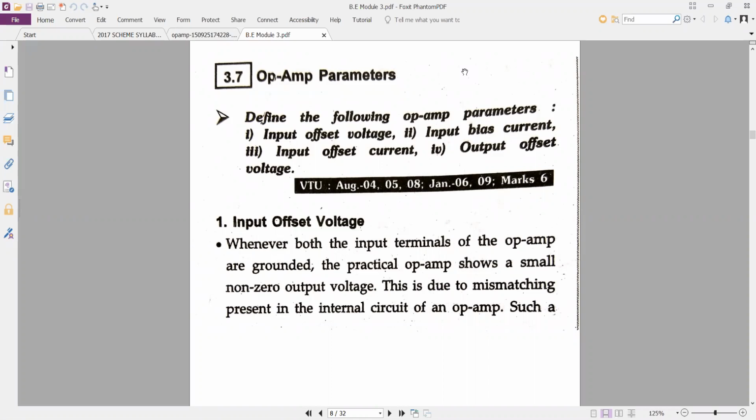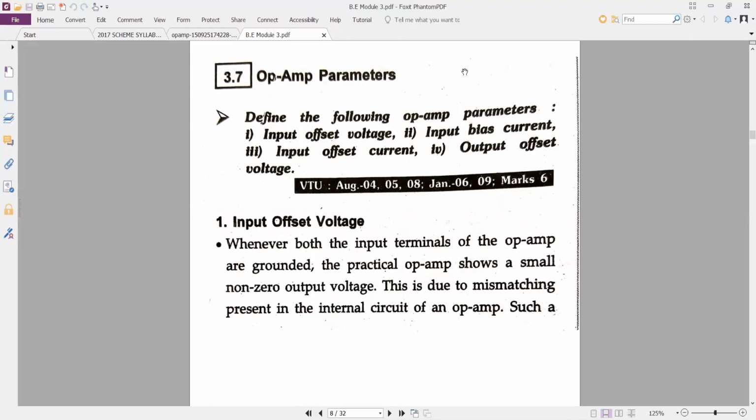This is the video lecture on operational amplifier parameters. This lecture series is mainly focused on VTU students who are studying in first year. As per our syllabus, we have certain parameters to discuss. The first parameter to discuss is input offset voltage.